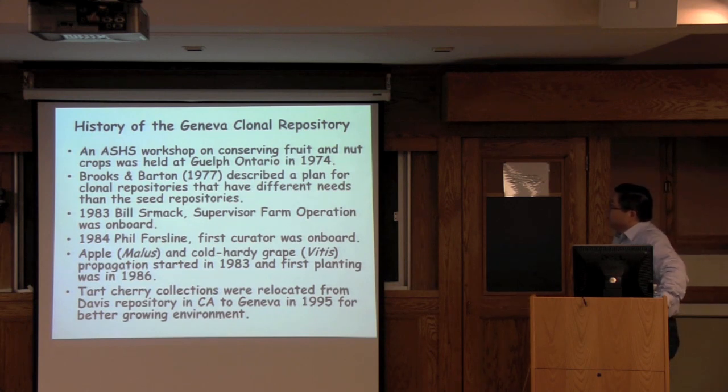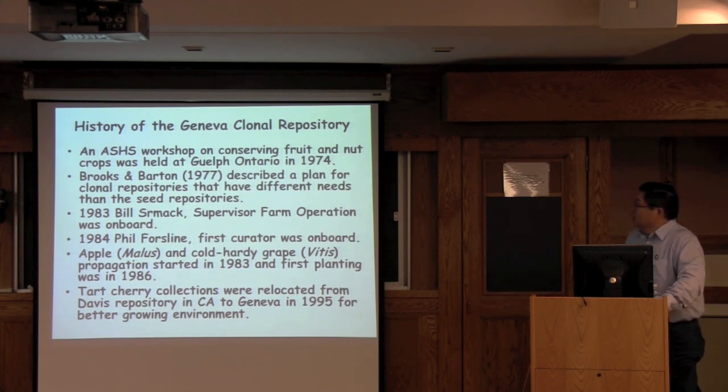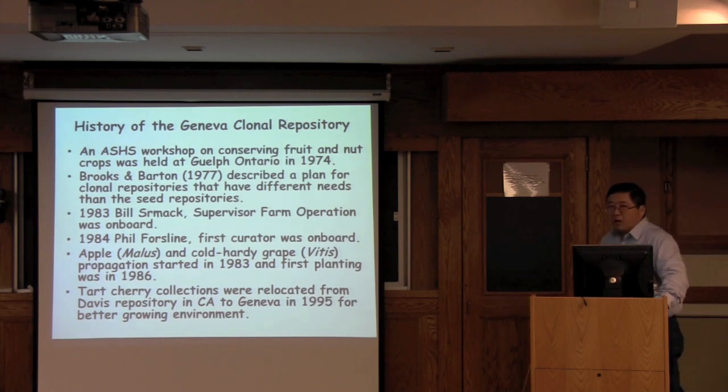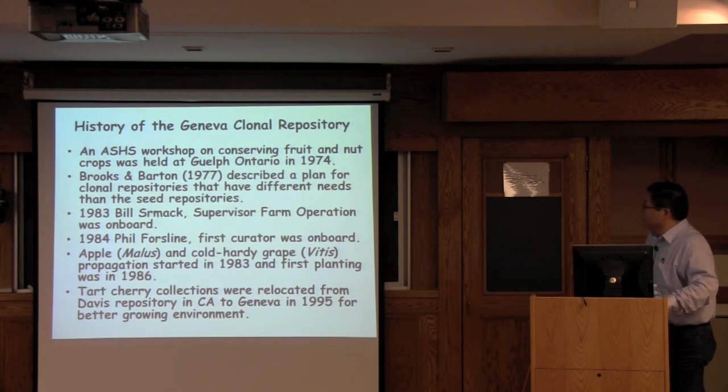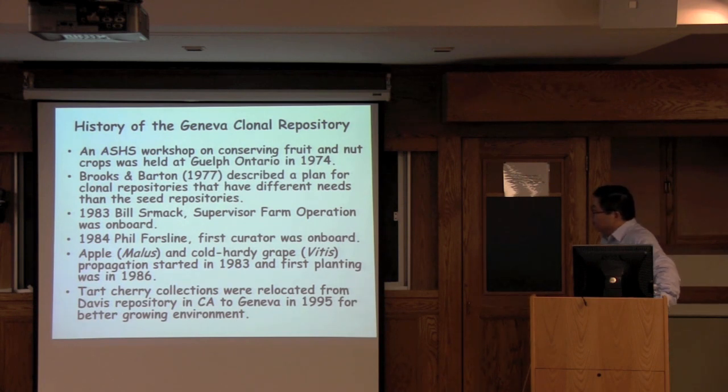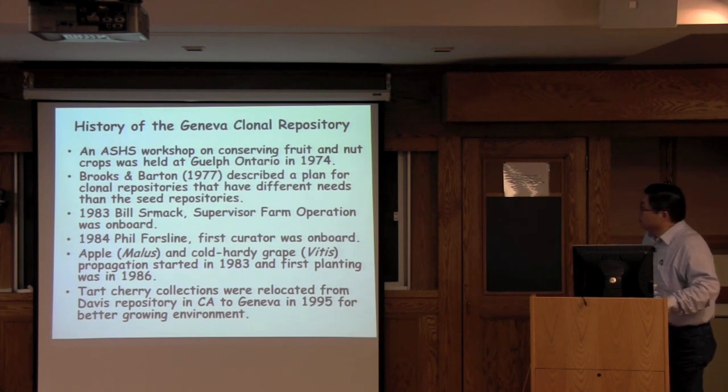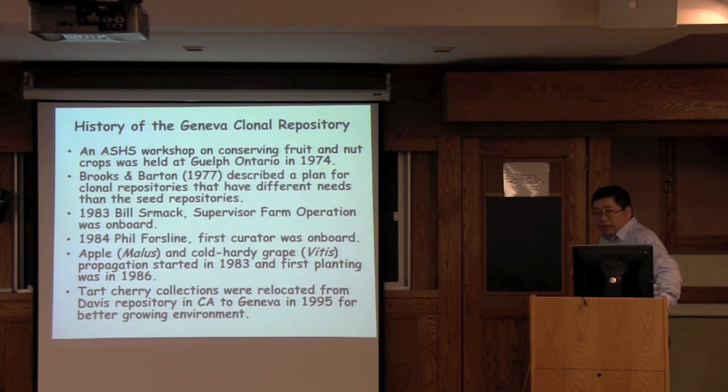Therefore, from that discussion and planning, in 1983 Bill Cermak, who is a supervisor for farm operations, was hired and came on board. A year later, in 1984, Phil Forsline, who was the first curator, also came on board. For the apple, Malus, and also cold hardy grape, Vitis, propagation started in 1983, and the first planting was in 1986. The Tertiary Collection was originally housed at the Davis Repository in California, but it was moved to Geneva in 1995 for a better growing environment.